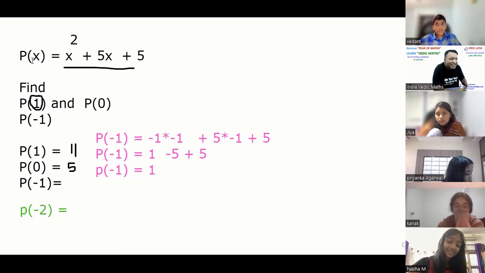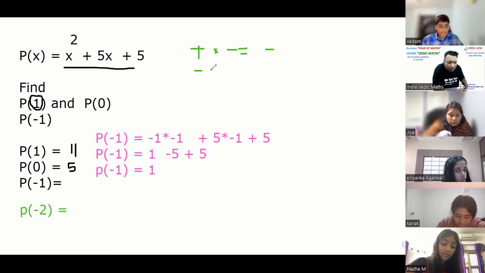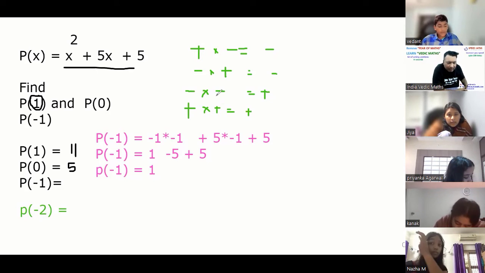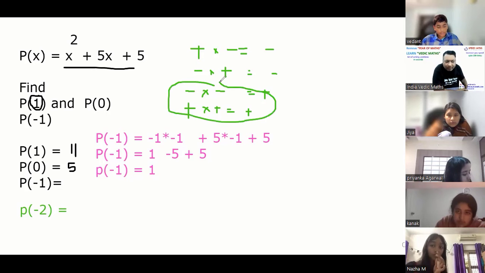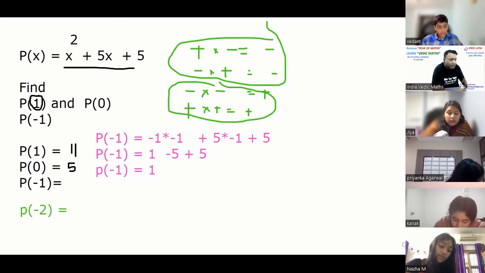So let me give you rules, guys. If you are struggling, these are rules for negative and positive. Note down. Positive multiplied with negative gives negative. Negative multiplied with positive, you still get negative. Negative multiplied with negative, you get positive. Positive with positive, you get positive. Same sign gives positive, and opposite signs give negative. This is the rule of finding polynomial values, right? Find the value of P of -2. Similar question like this.